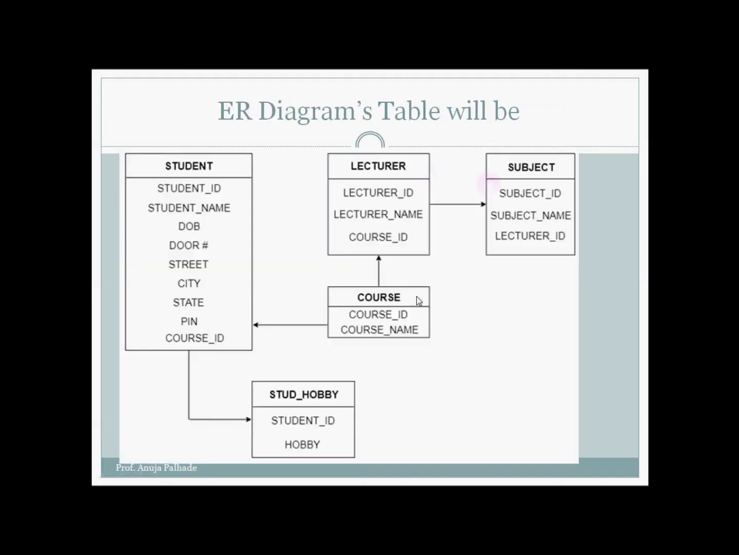Finally, this will be our database. After converting the ER diagram into tables, you can see the 4 main tables are here, except the multi-valued attribute, that is student hobby. This will be the composite key for this table, and this is the final database for the above ER diagram.